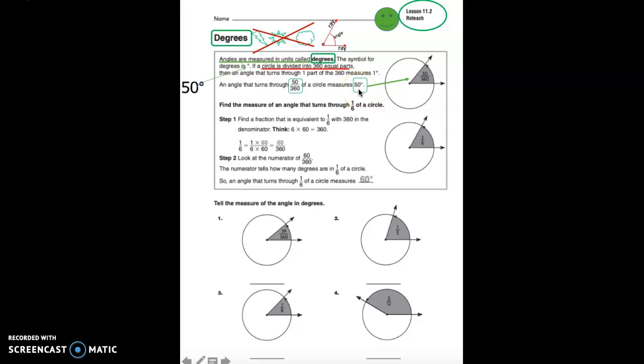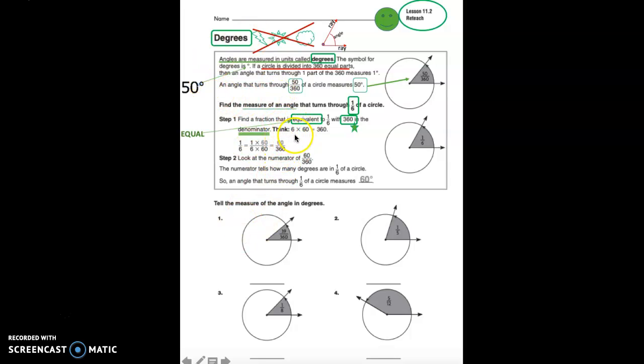Let's take a look. Find the measure of an angle that turns through 1/6 of a circle. So we're looking for the measure of an angle. How much does the angle measure? And we're looking at the fraction 1/6. Now, you'll notice that our denominator is not 360 degrees anymore. So what do we need to do? Step 1. Find a fraction that is equivalent or equal to 1/6 with 360 in the denominator. So we need to make sure our denominator is 360.